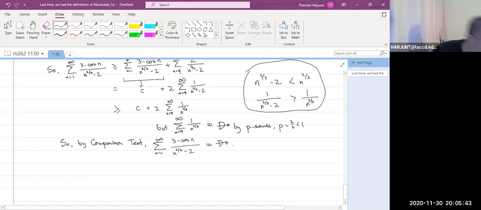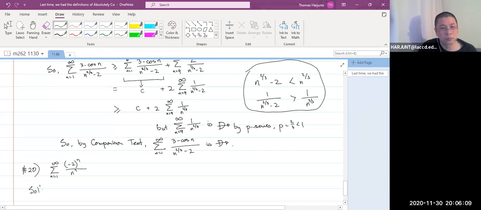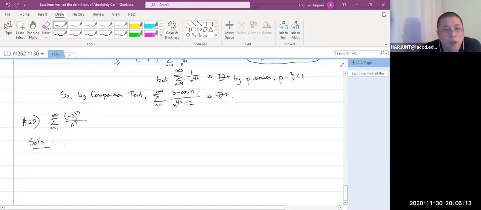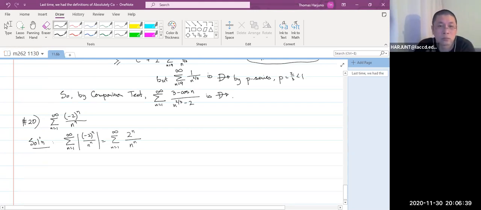That's number 16. How about number 20? The series from 1 to infinity of negative 2 to the n over n to the n. I think this is absolutely convergent. Let's see. I actually just need to show that the series of the absolute terms, this will be 2 to the n over n to the n. Is it right? This is equal to, oh, that's the nth term.